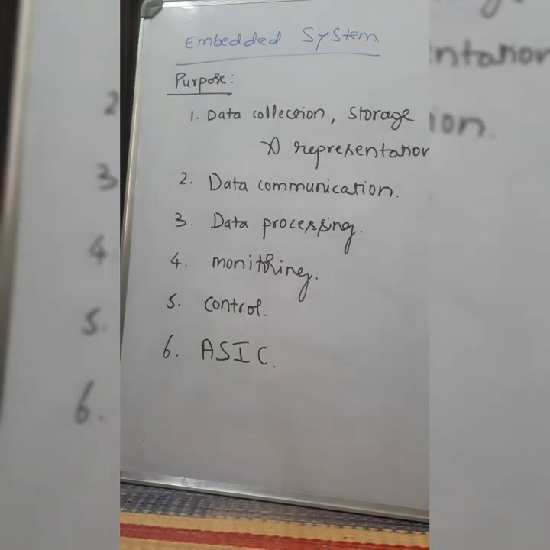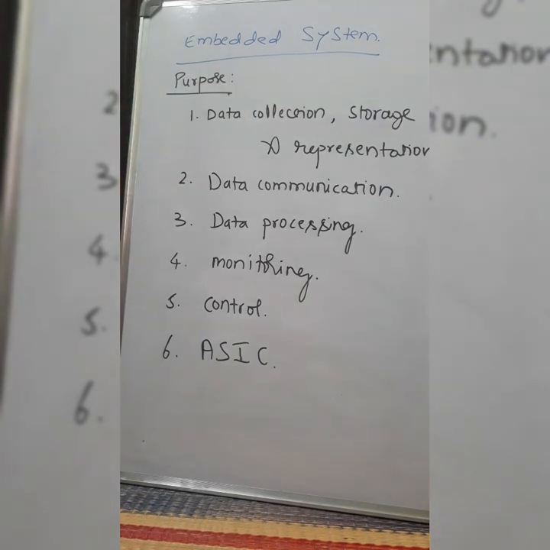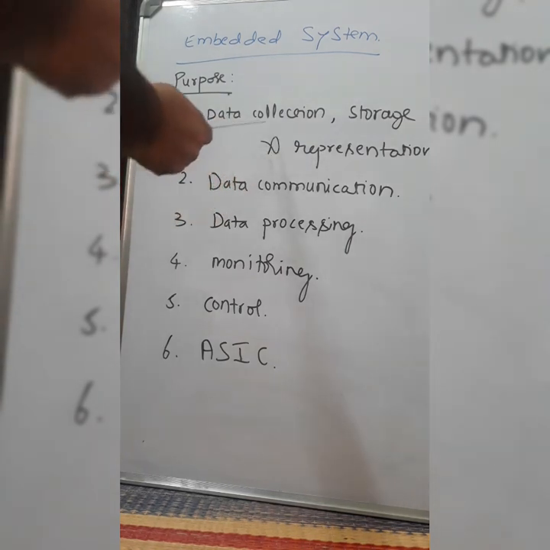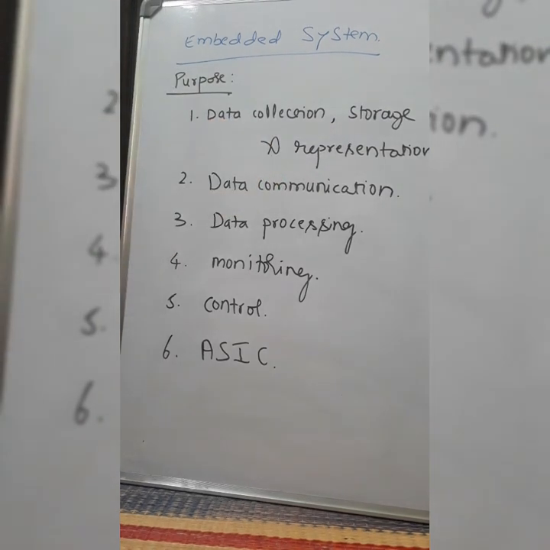Let us see the purposes of embedded system. The first purpose is data collection, storage and representation. Data collection in the sense it should be able to receive the inputs from the atmospheric conditions or the surroundings, like data acquisition it is said. Storage in the sense how to organize that in the memory, and representation means whether analog to digital conversion and all have to be done. So like that, data has to be received, it should be organized, and in the proper form it should be represented. That is the first purpose of an embedded system.